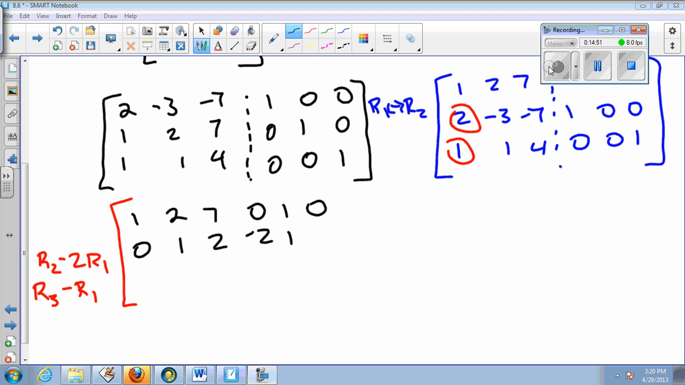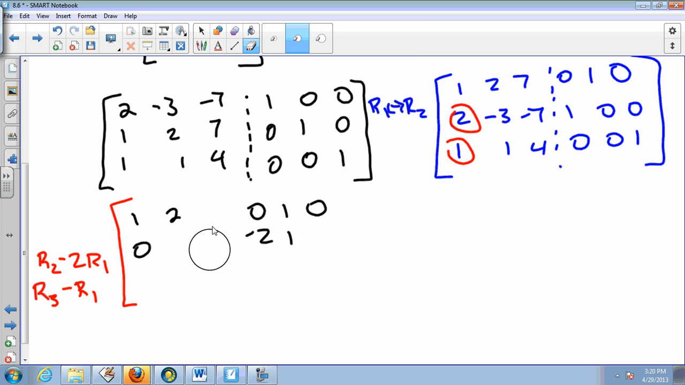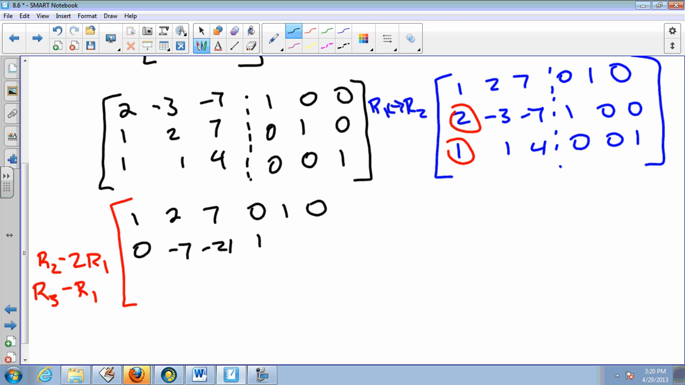Yeah, those were wrong numbers. All right, let's go 0, -7, -21, 1, -2, 0. That looks much better. And bottom row goes to 0, -1, -3, 0, -1, 1.